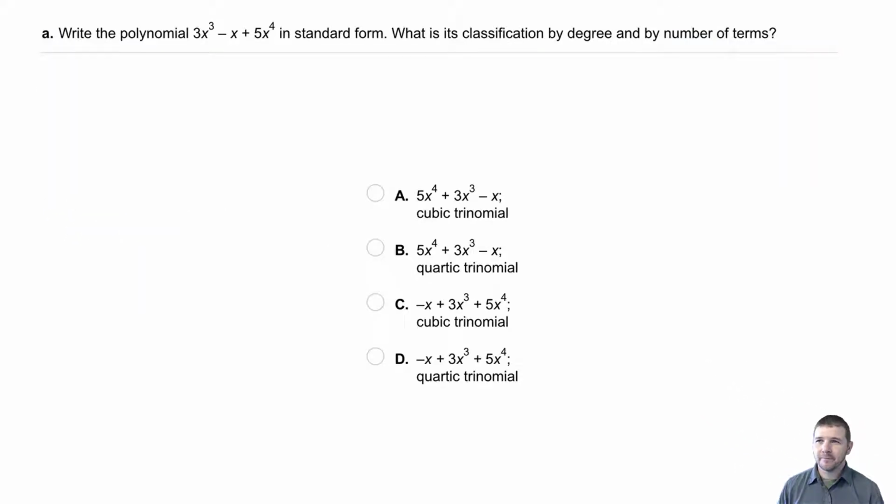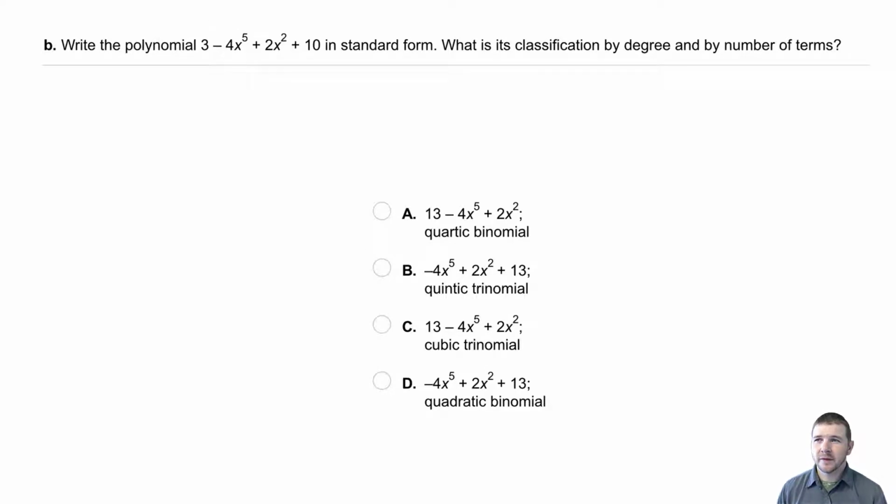Your turn, part A. Write the polynomial 3x cubed minus x plus 5x to the 4th power in standard form. What is its classification by degree and by number of terms? Part B. Write the polynomial 3 minus 4x to the 5th plus 2x squared plus 10 in standard form. What is its classification by degree and number of terms?